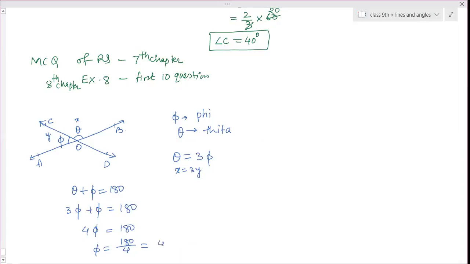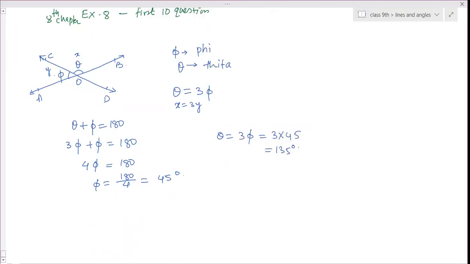4 4s are 16, 20, 4 5s are 45 degrees. So this is 45 degrees. So theta is equal to 3 times, 3 into 45. That is 135 degrees. Ma'am, but we have to find out only phi. Yeah, phi then 45. So the answer is 45.